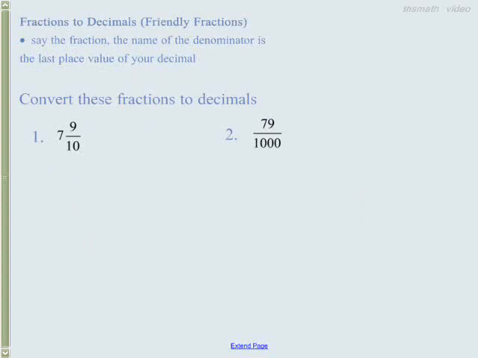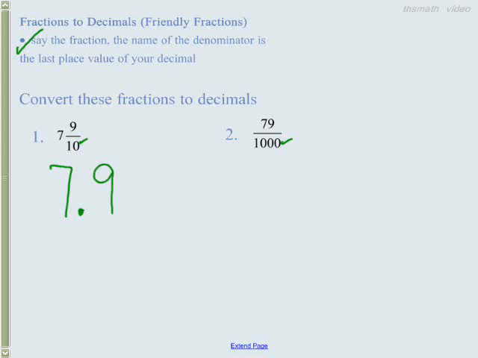Next, we want to look at some friendly fractions that we can change to decimals. These are friendly fractions because the denominators are both powers of 10, and that makes them friendly. So for this, we want to say the fraction. The name of the denominator is the last place of our decimal. So 7 and 9 tenths. Again, 7 is my whole number piece, and this is 9 tenths.